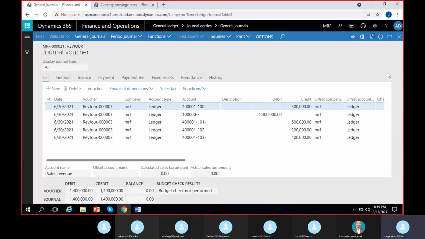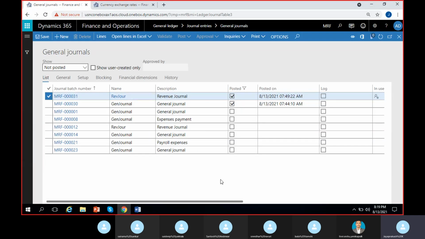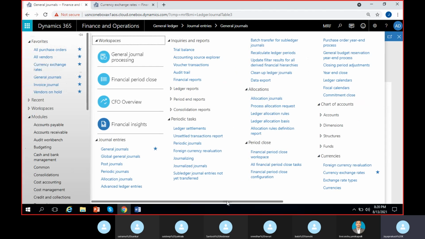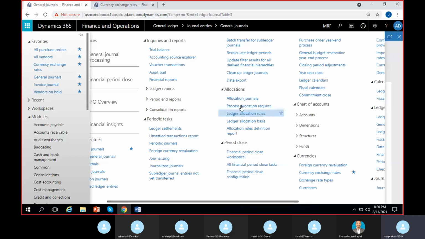Now we will go step by step to configure the basis method and then operate it. To configure the basis method, we have an additional step to follow. Previously under allocations, we did ledger allocation rules first, process allocation request next, and allocation journals next. Additionally, we have one more step in the basis method. We first have to configure the ledger allocation basis. So we have 4 steps.